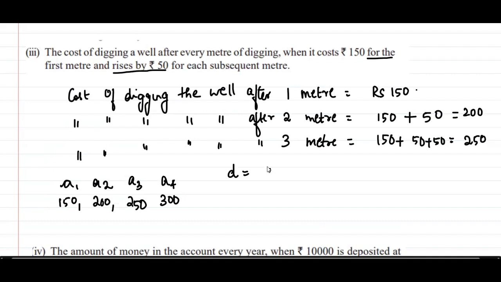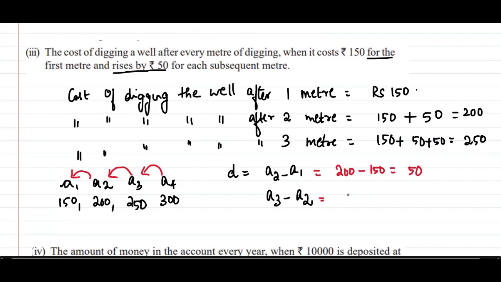So D is equal to A2 minus A1, or it can be A3 minus A2, and so on. So basically, we'll have to find D like this: A2 minus A1, A3 minus A2, A4 minus A3. Now A2 minus A1, so A2 is 200. So 200 minus 150 is equal to 50. And again for A3 minus A2, that will be 250 minus 200. So that will be 50 rupees.